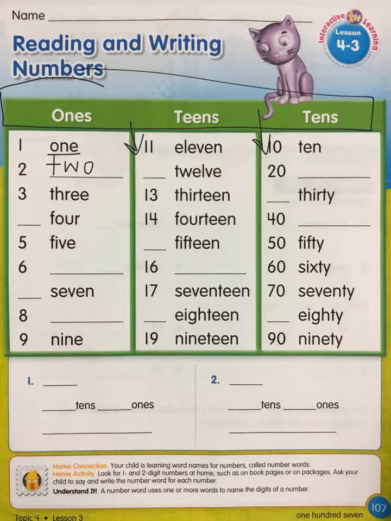T-W-O. Then we have 3. Then we have 4. 5. 6. Six. Ooh, that I is not good, so I'm going to erase this and start over. That's okay. S-I-X, 6.